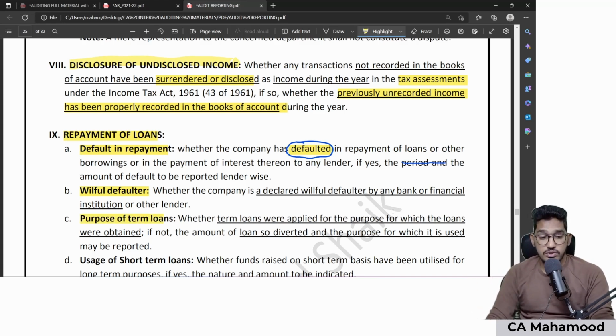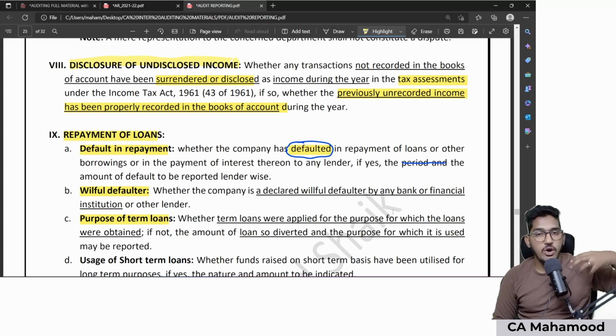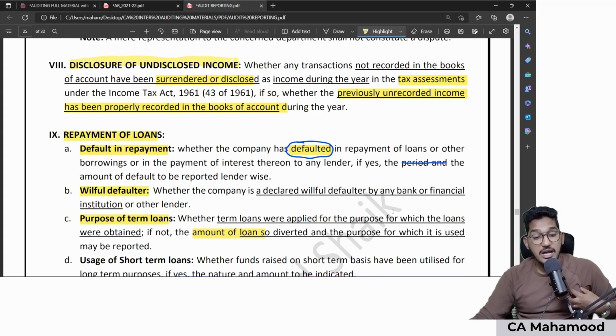Third one is regarding term loans, where I need to check whether my client has taken a long-term loan, but instead of using it for the purpose which was mentioned to the banker, are they using it for other purposes? So in simple terms, whether your client has applied the term loans for whatever purpose they have got it, they should not have misused it. In case they have misused the long-term loans, I need to mention what amount of loan has been used for other purposes and what is that other purpose for which they have used it, that I need to report. Simply, for whatever purpose long-term loans are taken, whether they are used only for that purpose or not, I need to check and report.